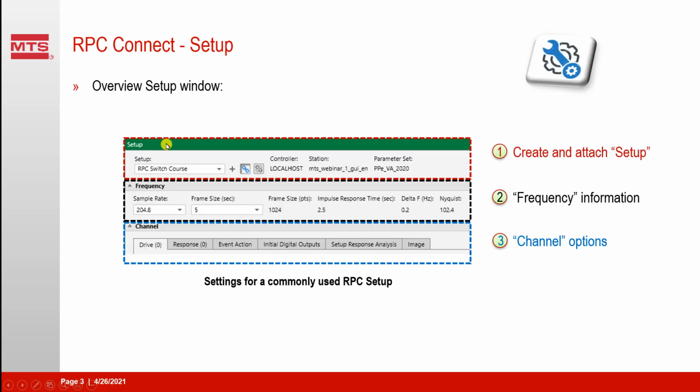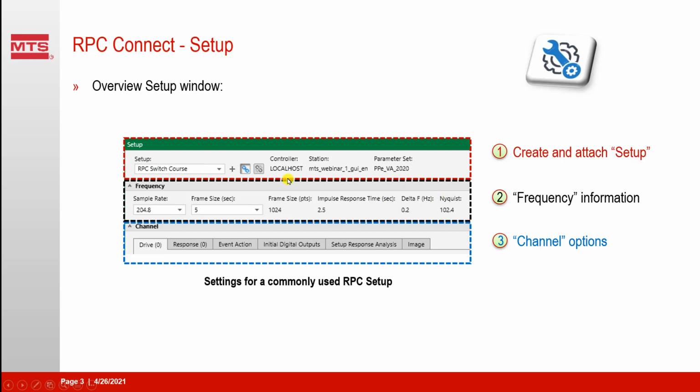So this is the overview of the new setup window in RPC Connect. I divided that window into three separate sections here. The upper section will show you how to create and attach to a station. So this is my setup name, RPC switch course. There you have the plus button to create a new setup. These two little buttons will show you how to detach and attach to the controller. And here on the right side, you see all the 793 parameters which are set, which station you connected.